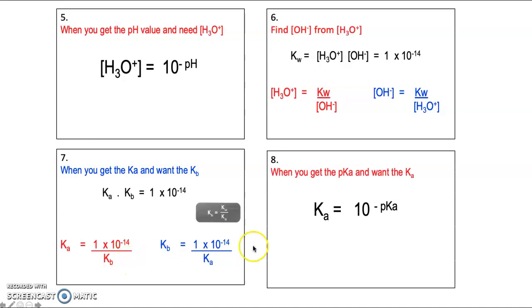And finally, if you are provided the pKa value and you need your Ka value, then again we use the inverse log button. So 10 to the x, but we use the minus pKa to get back to Ka. So that summarizes all the calculations we've done to date.